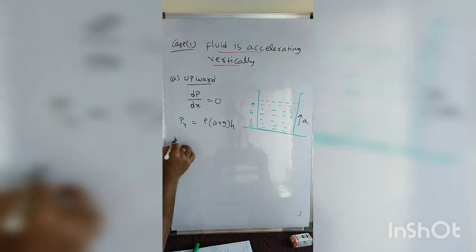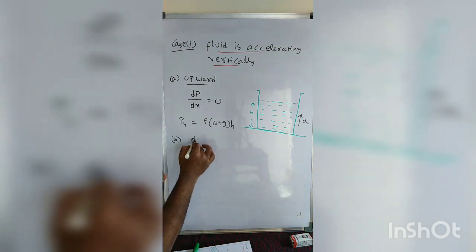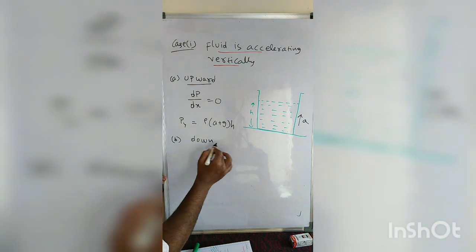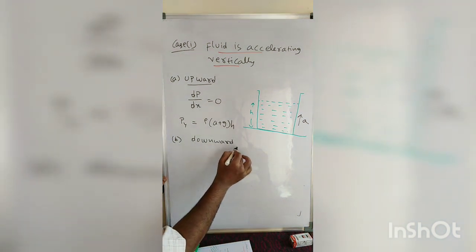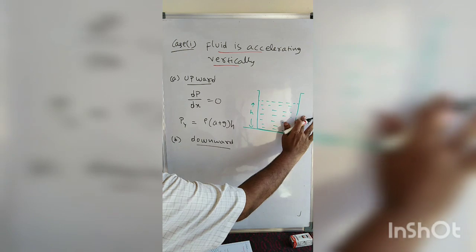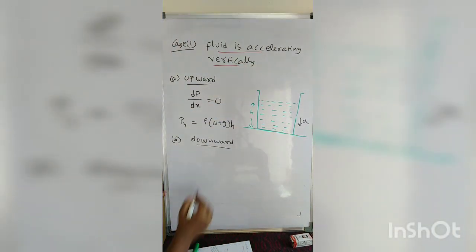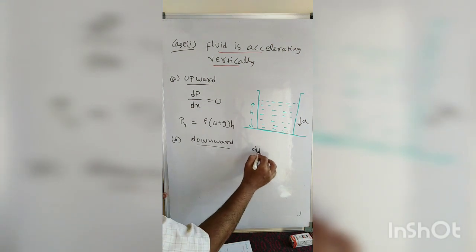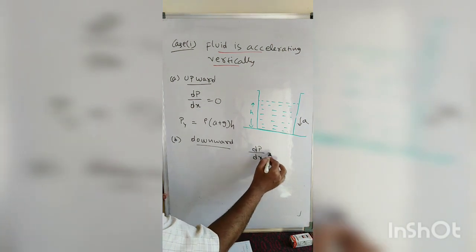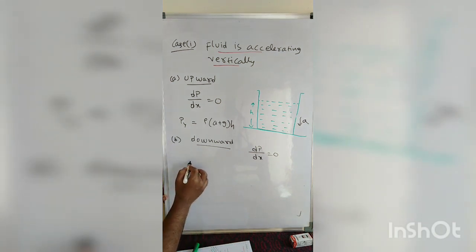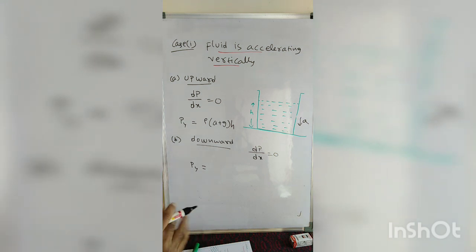Okay, now let us look at another case, the downward direction. Suppose the acceleration is in the downward direction. Then what will happen? Again the same: along the x-axis there is no change, dP by dx is 0. Then what is the pressure along the y-axis? Pressure due to the y direction is a scalar here. You can do P along the x-axis plus P along the y-axis, a scalar addition.